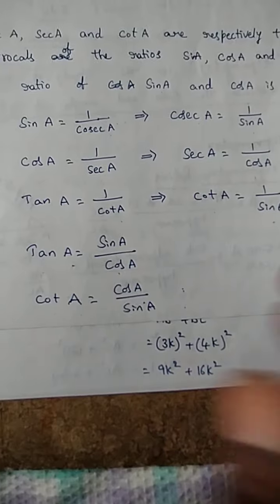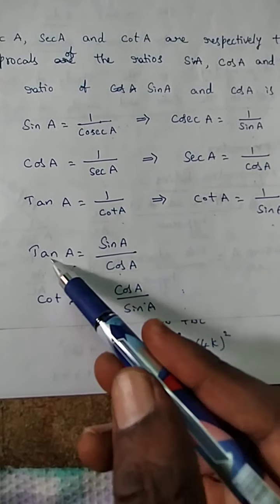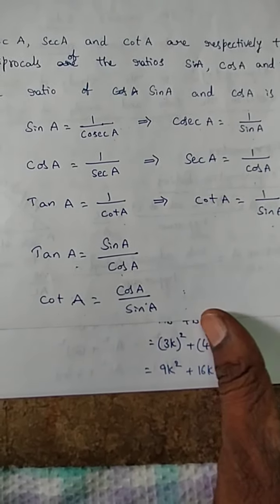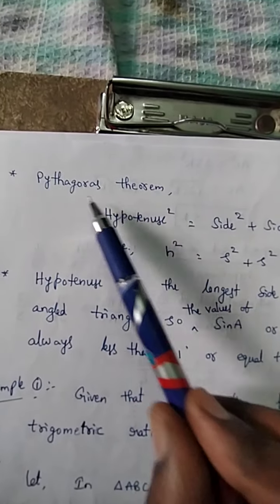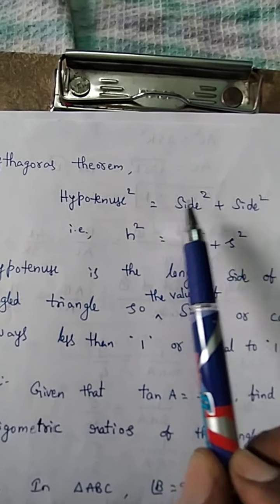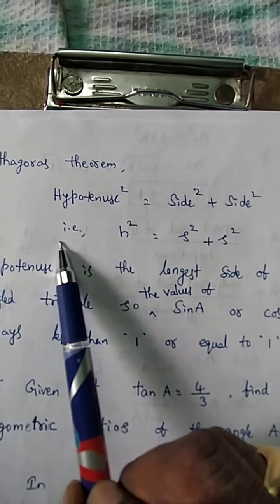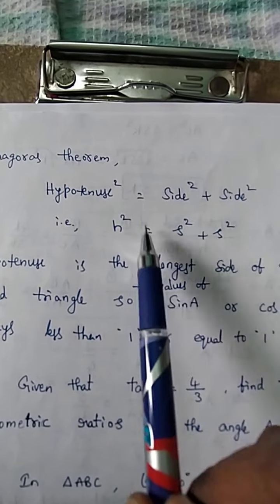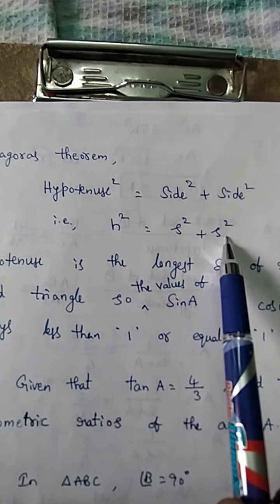Okay, whatever we do, the result is going to be the same. Sin by cos is tan, cos by sin is cot. And one more point: we know the Pythagoras theorem formula. What is the Pythagoras theorem formula? Hypotenuse square is equal to side square plus side square. That means h square is equal to one side square plus the other side square.